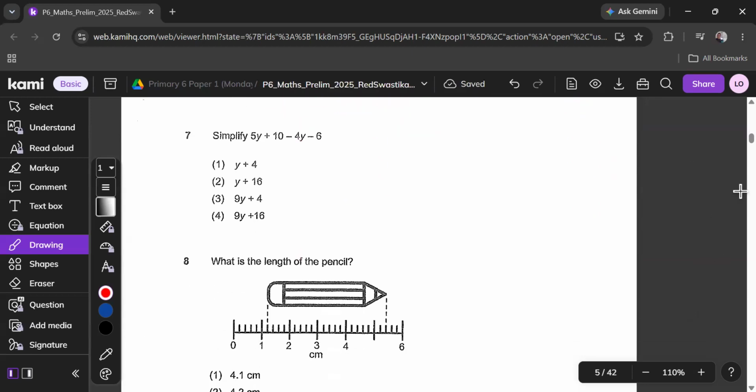Okay. Question number 7. All right. Is the lesson fast? Too fast? Or too slow?